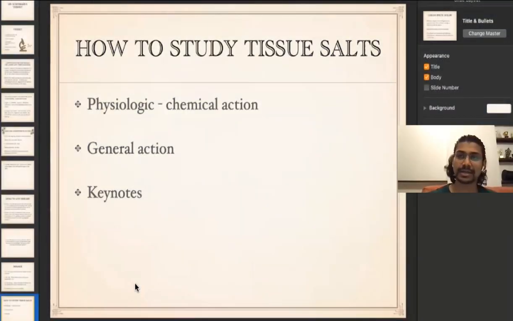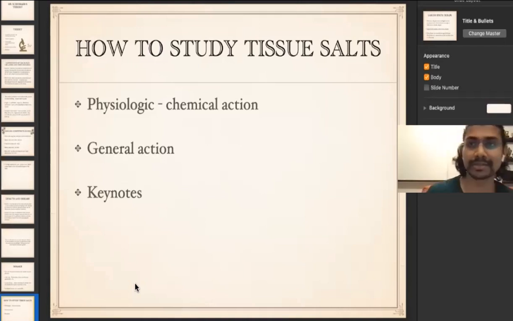So let us study a few tissue salts and see how you'll understand them. There are three ways I would recommend. The first is you study the physiologic chemical action of a salt. The second is you study the general action. And third, you study the keynotes. All right. I think let's take up the questions at the end now.